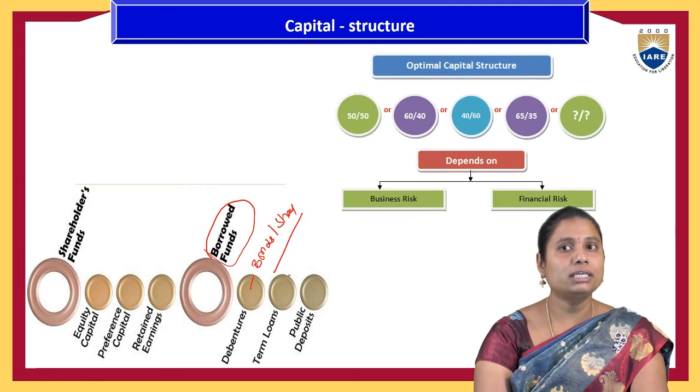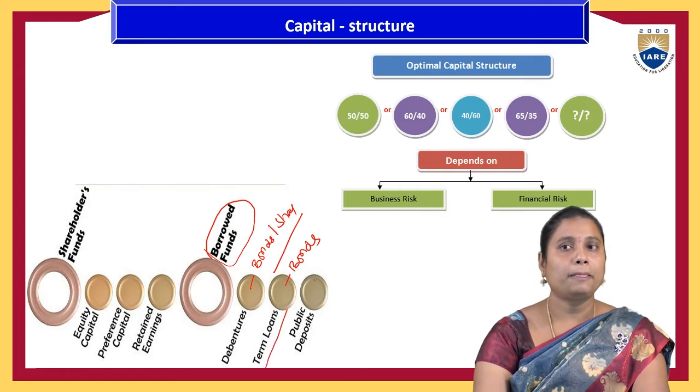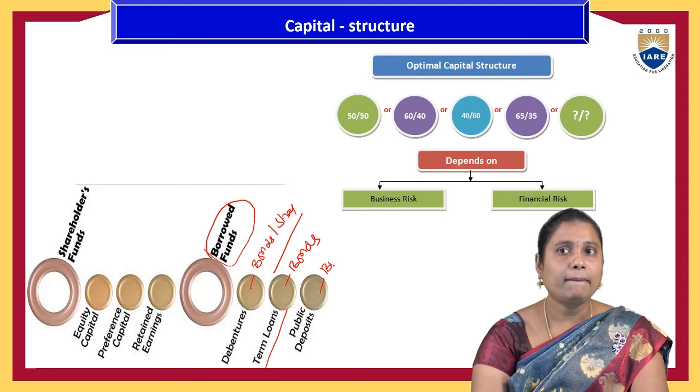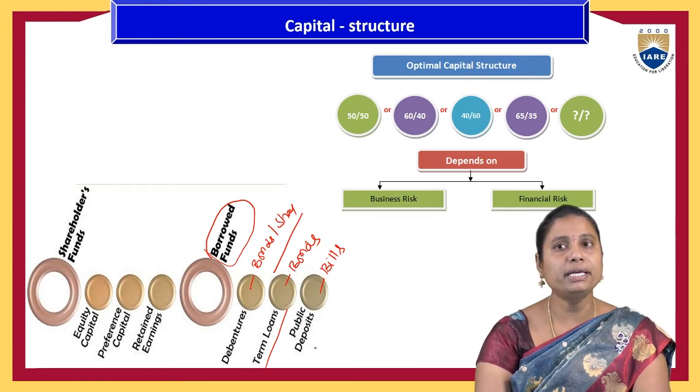Instead of that, if they have taken funds from banks by issuing only bonds, then the funds accumulated are called term loans. And if they have taken funds from the public on a bills basis, then it will be called public deposit.